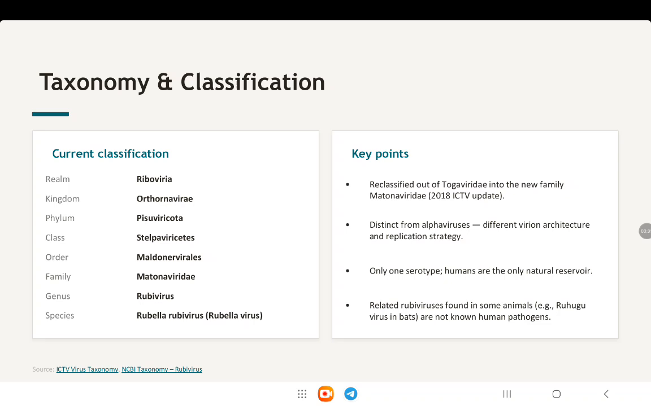It has only one serotype, and humans are the only natural reservoir. Because humans are the only natural reservoir, vaccination coverage can give a high percentage of prevention of the disease. This virus can potentially be eliminated because it has one serotype.